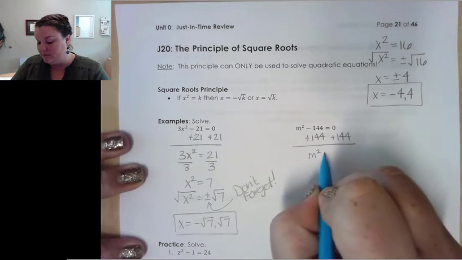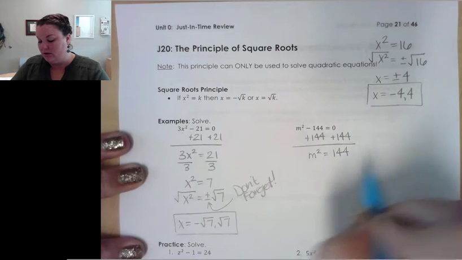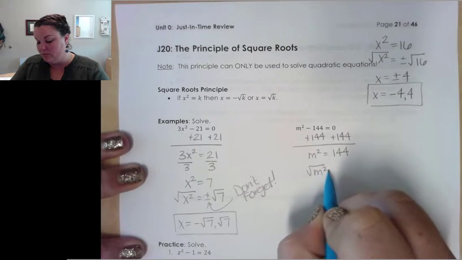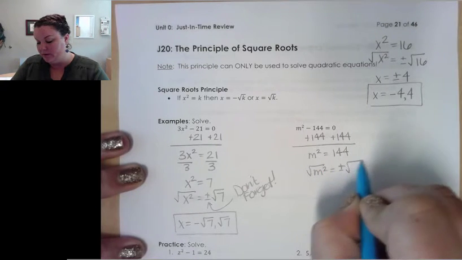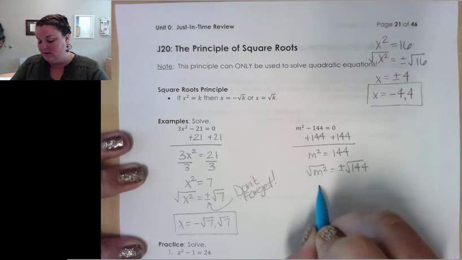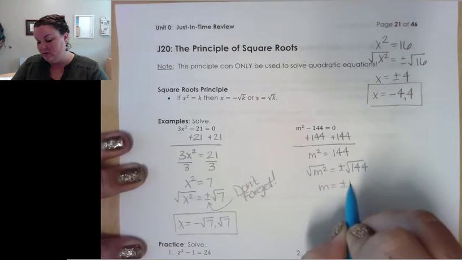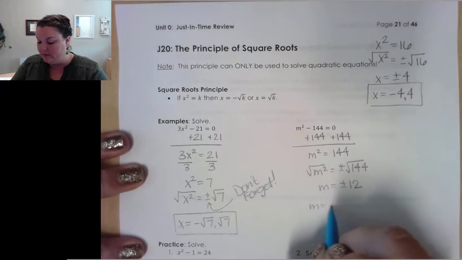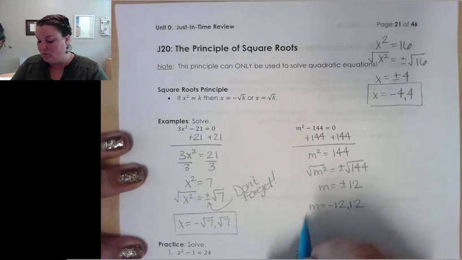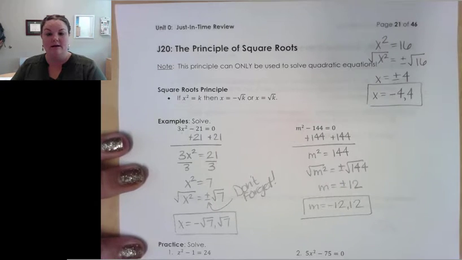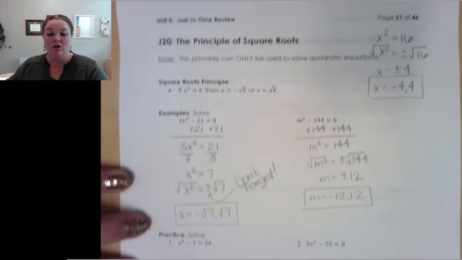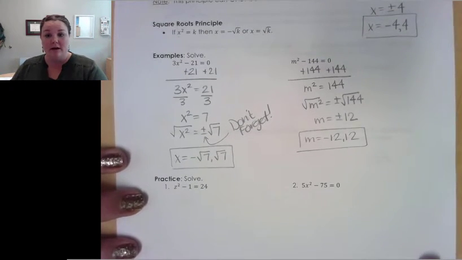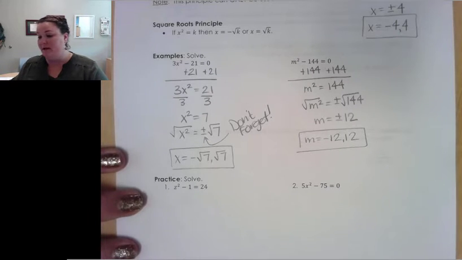So I have m squared is equal to 144. And then we take the square root. Don't forget your plus or minus, which leaves us with m equals plus or minus 12. Or in other words, m can be negative 12 or positive 12. All right, so there are two for y'all to try. Go ahead and pause the video and give those a go, and then unpause it when you're ready to go over them.